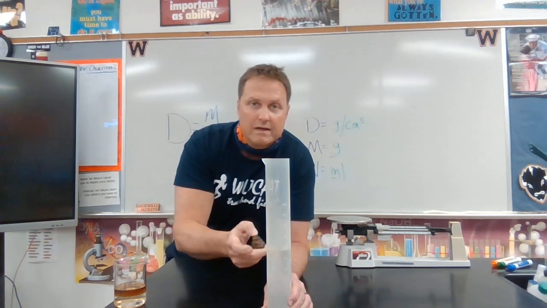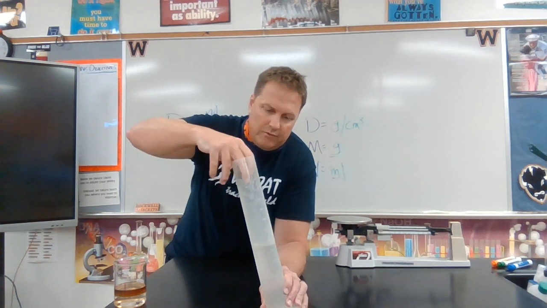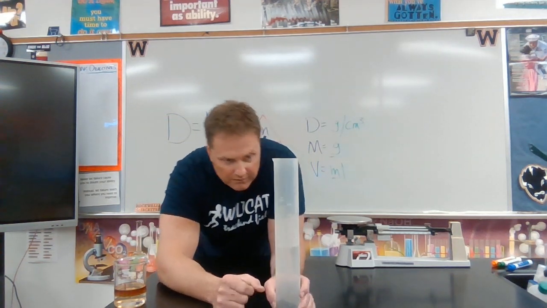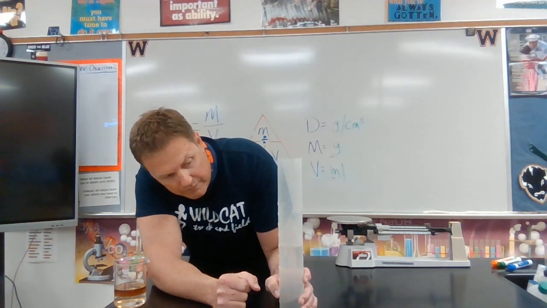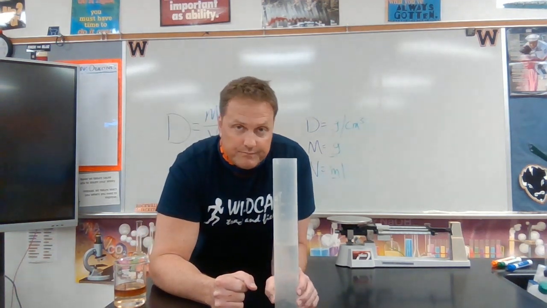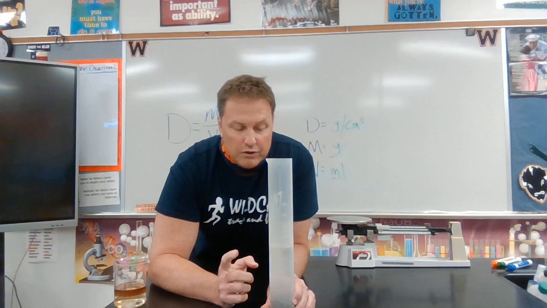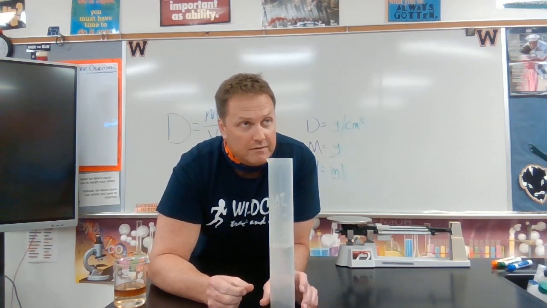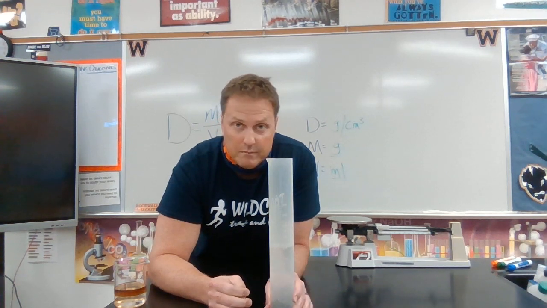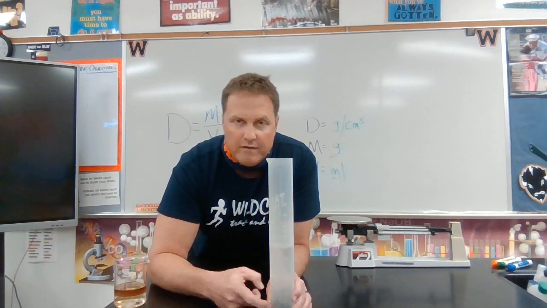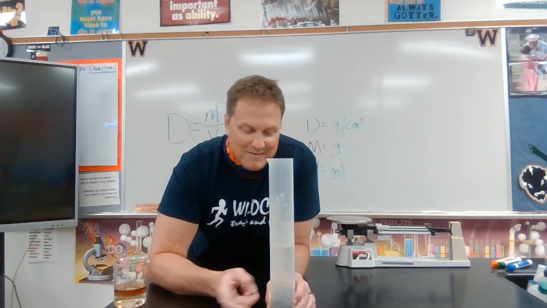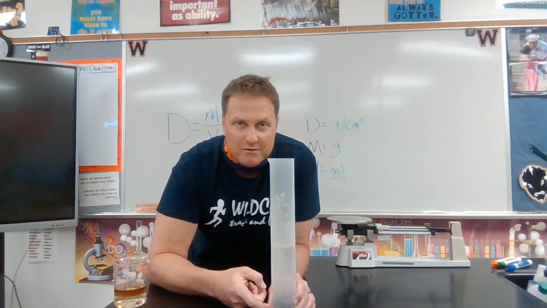Anyway, 280 milliliters of water. When I drop the rock in, it's going to displace the water, and the water level goes up to 320. So 320 minus 280, if my math is correct, that's 40 milliliters of water. So the volume of the rock is 40 milliliters.